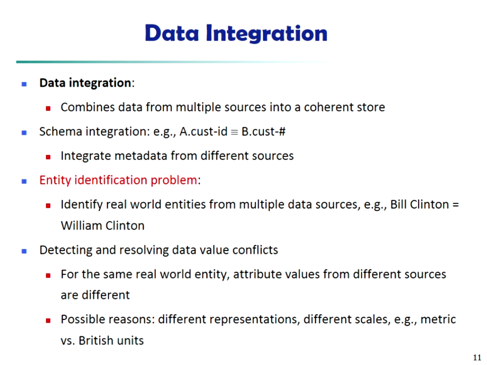Also, when we make data integration, we have to detect and resolve data value conflicts. For the same real-world entity, attribute values from different sources are different. We can find, for example, distance in database A in kilometers and distance in database B in miles, with different representations and different scales, so we find value conflicts. Any questions about data integration?